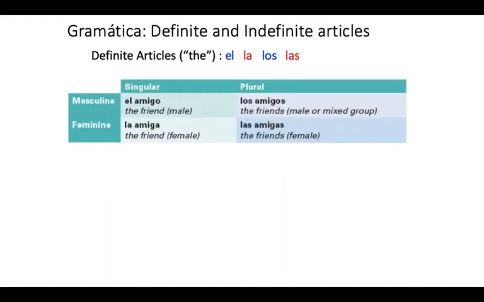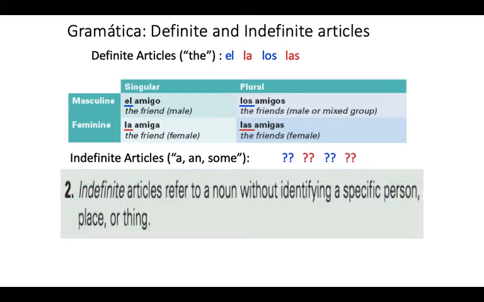Muy bien, so we've now learned the ways to say the in Spanish. El, la, los, and las. And what are the indefinite articles? A, and some. How would you say that in Spanish? Well, first of all, let's talk about what in the world is an indefinite article. Indefinite articles refer to a noun without identifying a specific person, place, or thing.